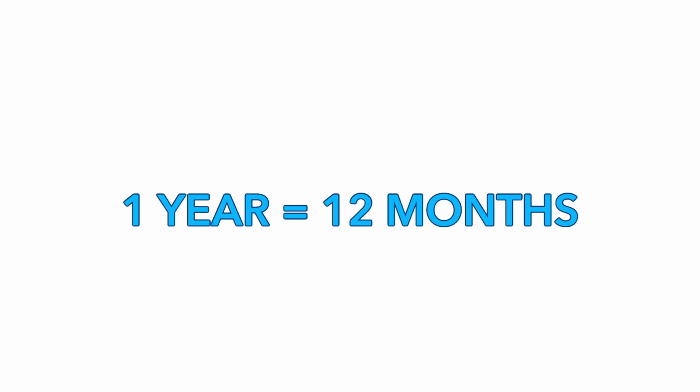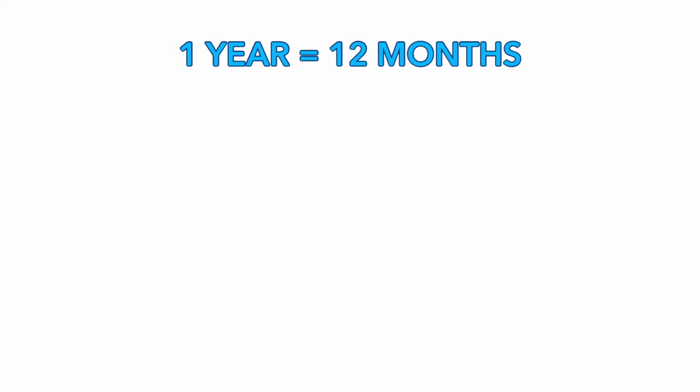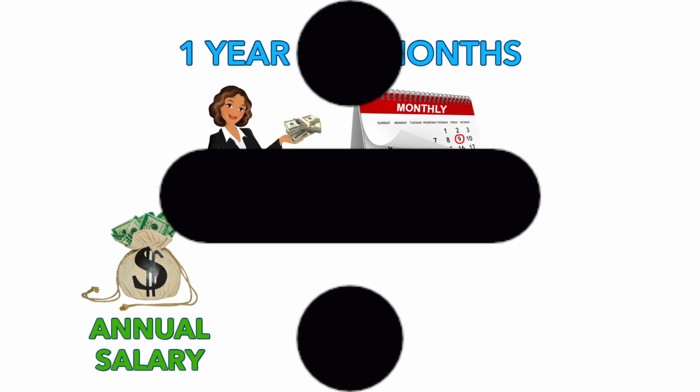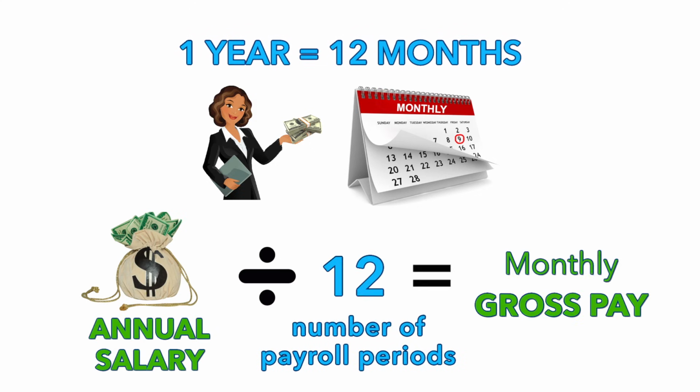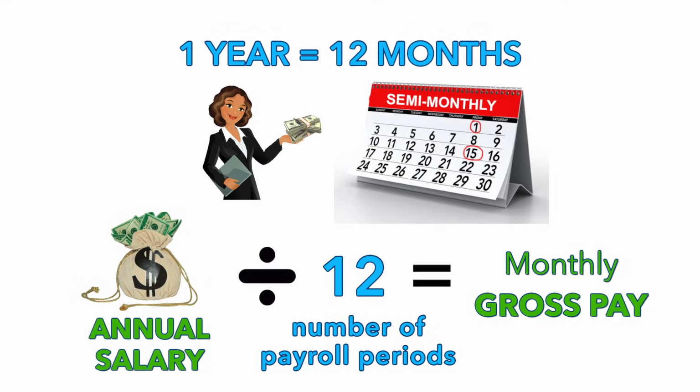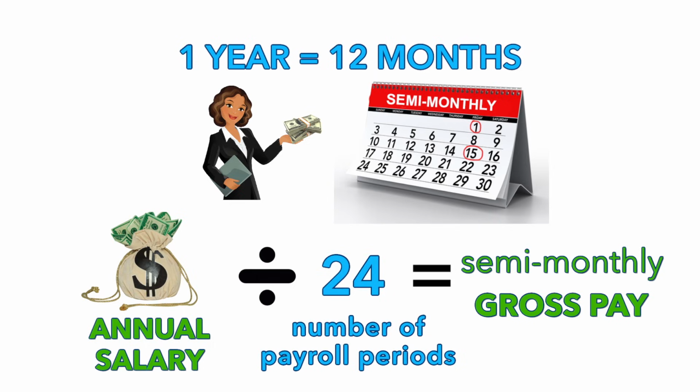For monthly and semi-monthly payroll periods, remember that each year has 12 months. So if an employee gets paid monthly, divide the annual salary by 12. If an employee gets paid semi-monthly or twice a month, the number of payroll periods is 24, or 12 times 2. So the gross pay is the annual salary divided by 24. It's that easy. So let's do an example.